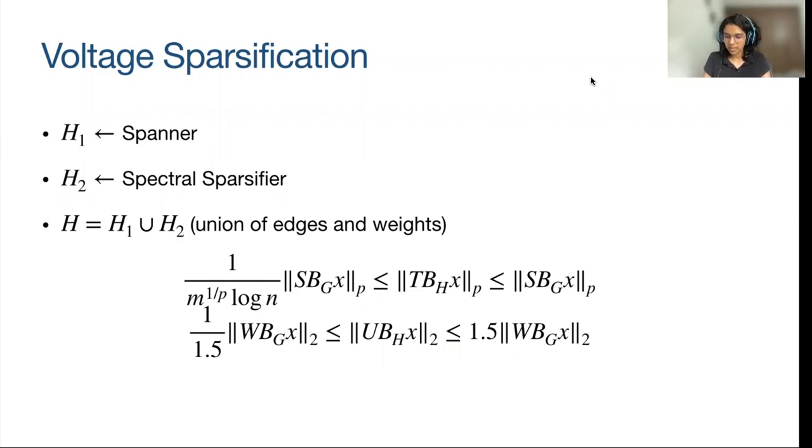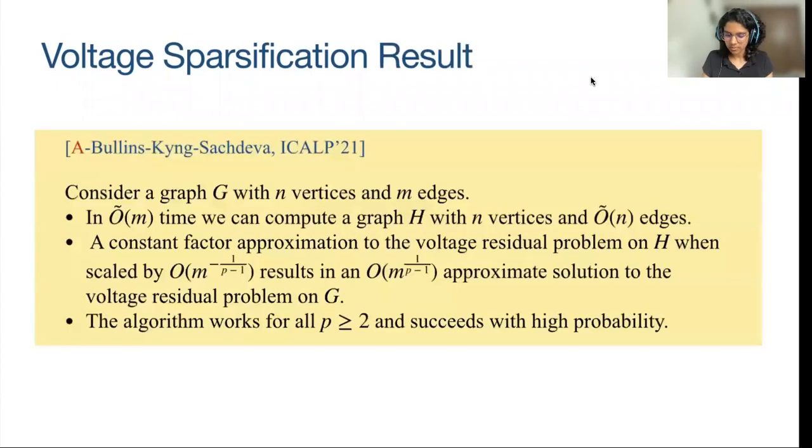So this gives us our final result for voltage sparsification: if you start with a graph with n vertices and m edges, in almost linear time, you can compute a graph H with few edges, and a constant factor approximation to the problem on this new subgraph only needs to be scaled by some m to the little o of 1. And you get an m to the little o of 1 approximate solution.